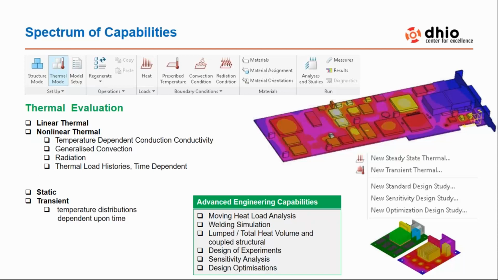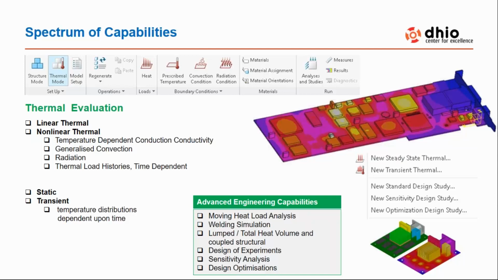You can do the thermal dependent conductivities, generalized convection properties, and the thermal load histories. For example, if you have your own defined functional thermal load histories, you can involve them. If you have a table of thermal histories, you can involve that too, with respect to time or any other measures, inside the thermal evaluation module. And we have the static as well as the transient thermals, so temperature dependent on time you can perform.